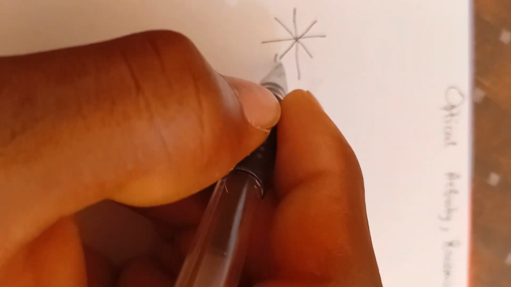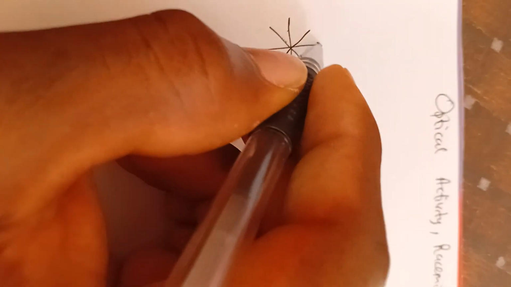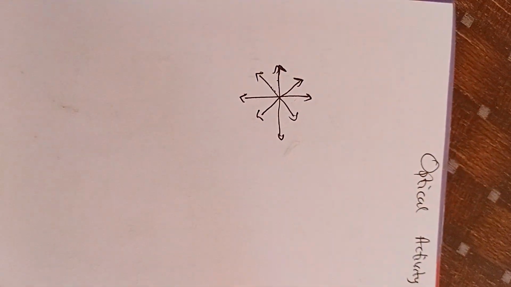Alright, so in this video, we are basically looking at optical activity and racemic mixtures. So let's begin with optical activity. Light has two components, an electric component and a magnetic component. Light is an electromagnetic wave, and this is how it looks. The electric and magnetic components are perpendicular to each other. Light rays basically move in all directions.